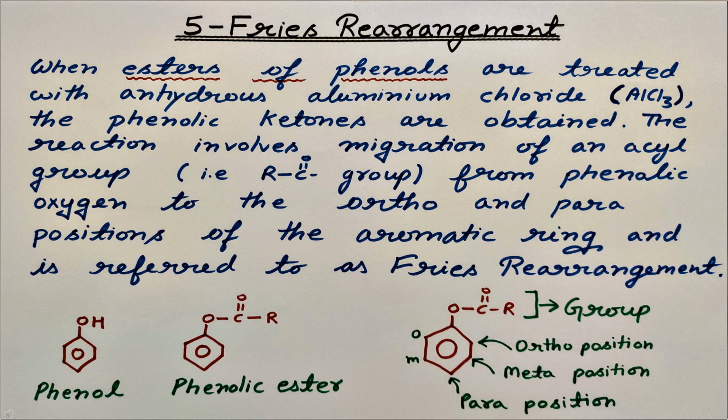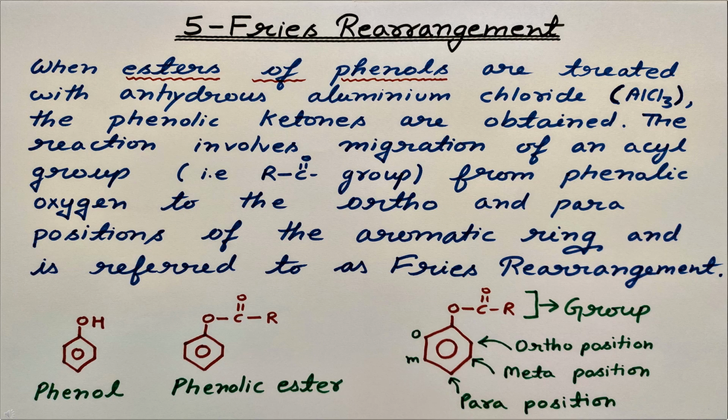Now our fifth reaction is Fries rearrangement reaction. When esters of phenols are treated with anhydrous aluminium chloride, then the phenolic ketones are obtained. The reaction involves then migration of acyl group from phenolic oxygen to the ortho and para position of the aromatic ring, forming the main products. In this case, ortho and para substituted products are formed.